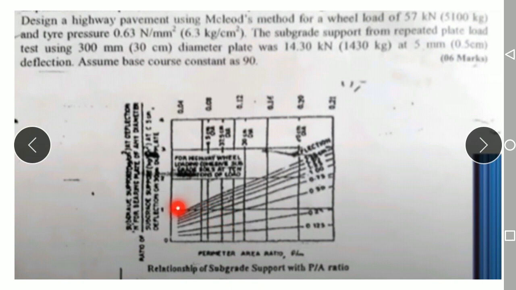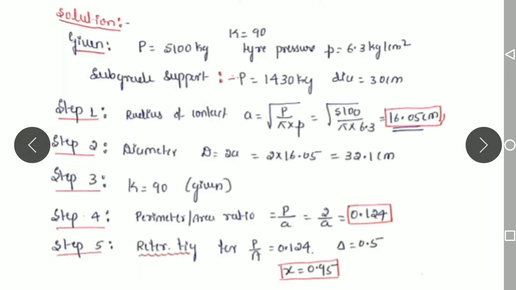The corresponding y value, that is the intersection between these two points, the corresponding y is nothing but your ratio, what we have described as x. So this x you need to find out. So that x by the graph is what? 0.95. So as in the previous problem, same here, you have to consider it as 0.95.